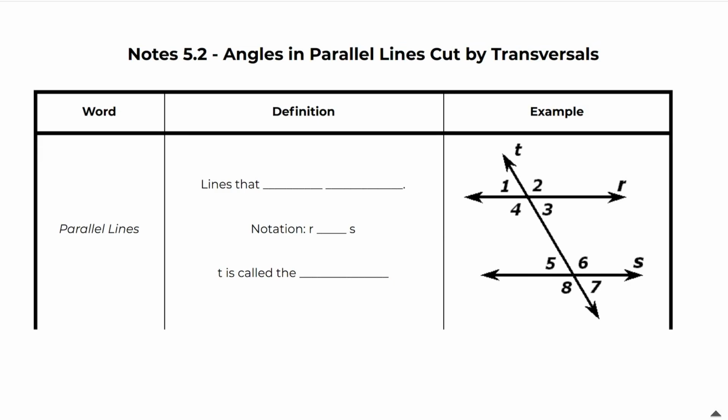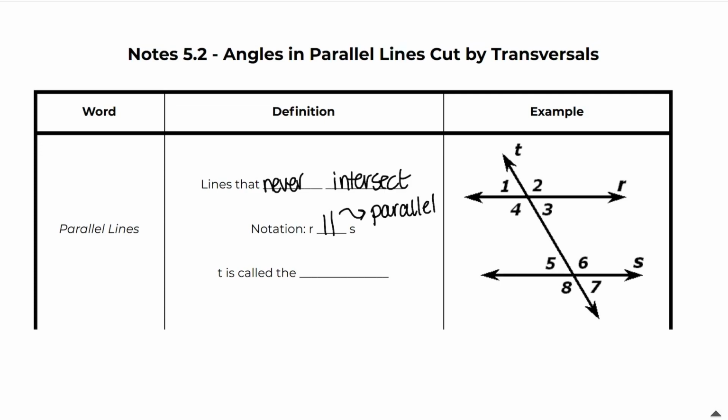So parallel lines are lines that never intersect on a plane. For example, R and S right here are parallel lines, and they're parallel because they never intersect. So here our notation is R is parallel to S. This symbol right here means parallel.